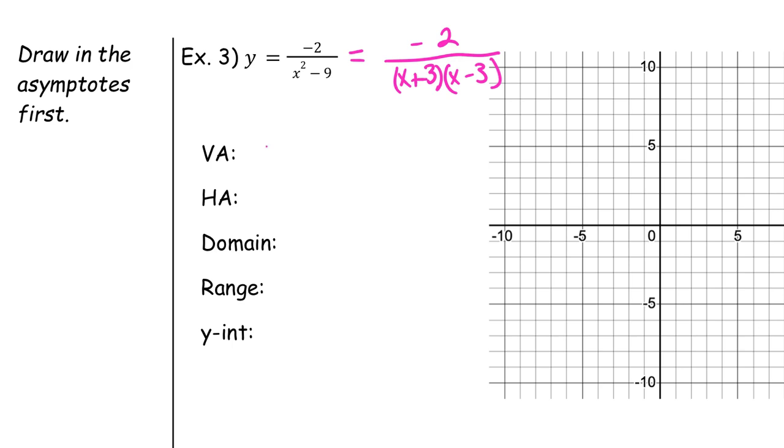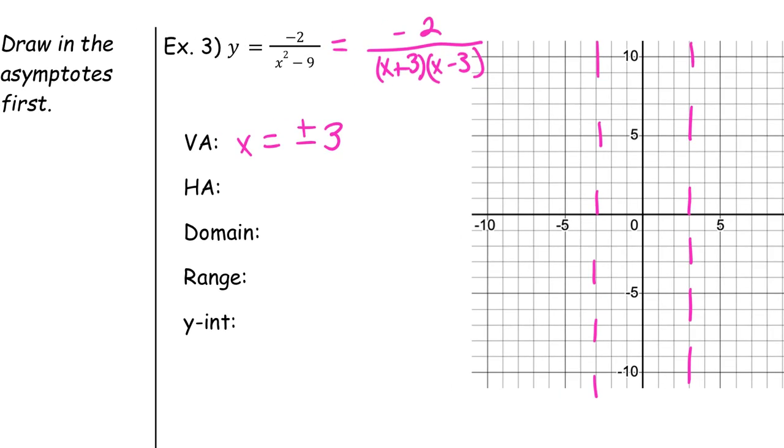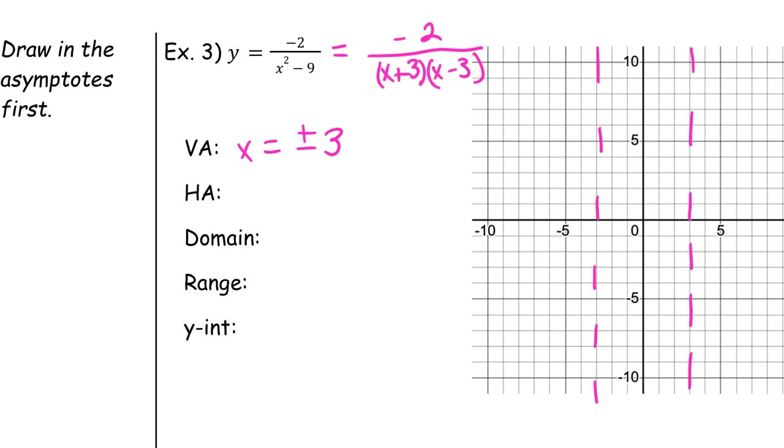Okay, so vertical asymptotes are going to be x equals plus or minus 3. So I'm going to go over here. What are they called? Vertical asymptote. Horizontal asymptote. Because there's no k value. So here we go.